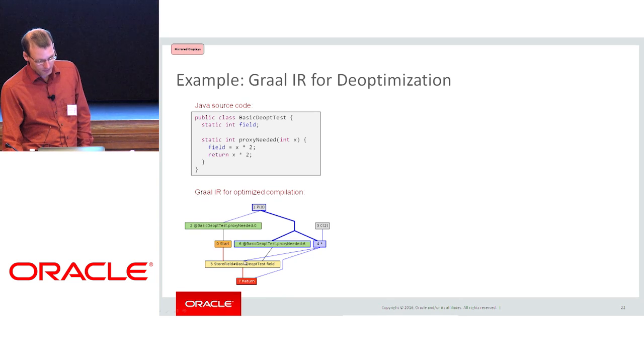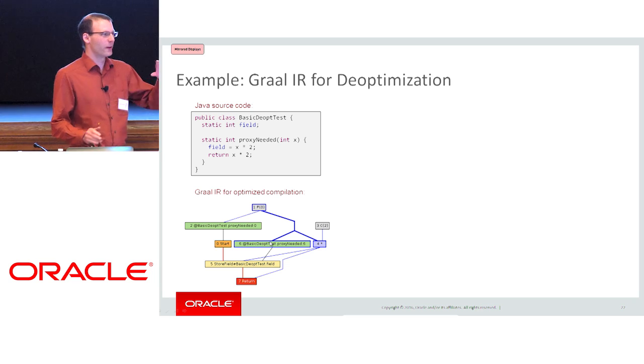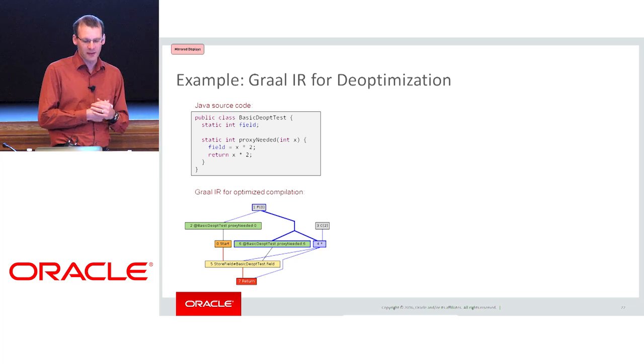And if you are after this field store, then you cannot de-optimize to the beginning of the method again. You really have to de-optimize to the point after the field store, which is then bytecode index 6. But still, the state you have to reconstruct is that the first local variable has to be filled with the parameter. So you have two different de-optimization points where you can de-optimize.